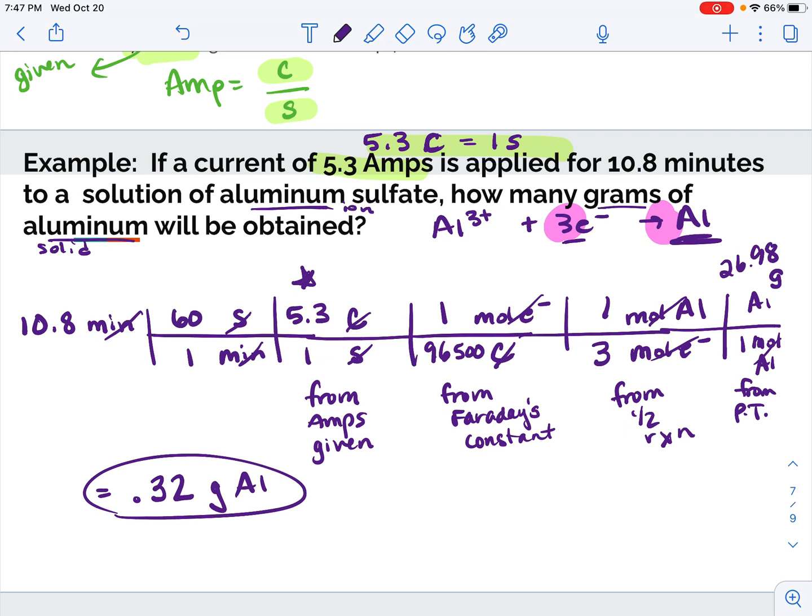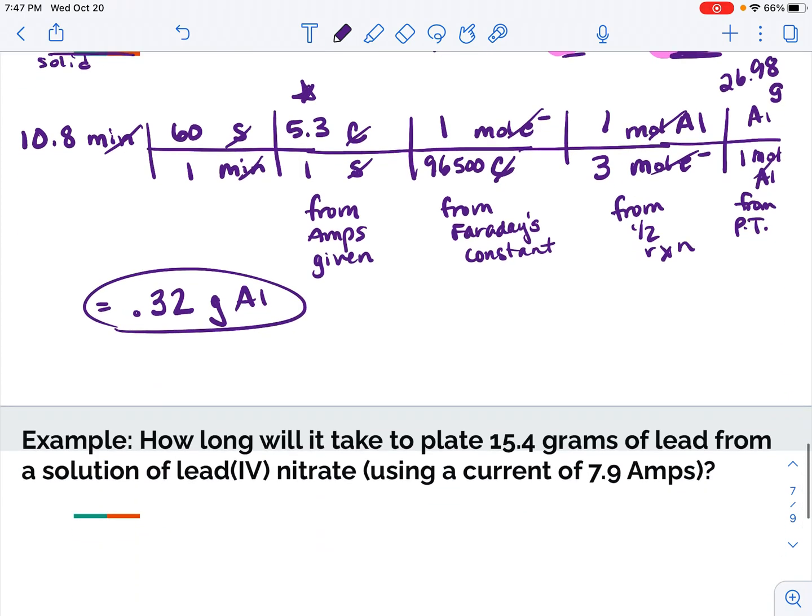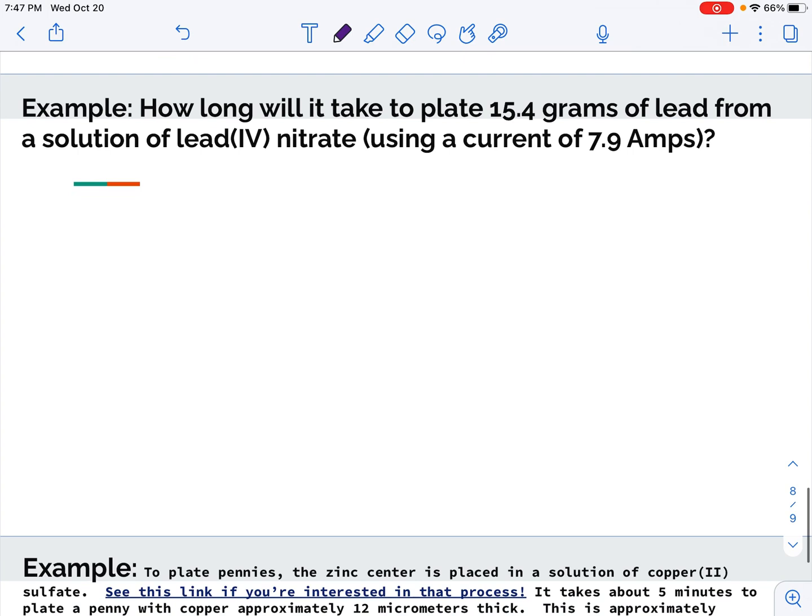So to recap really quickly, we go from time to coulombs, from coulombs to moles of electrons, and then from moles of electrons to moles of whichever substance we're talking about, and we can convert to grams if we need to. Okay, so let's do another example. You may want to pause the video and write the example again.